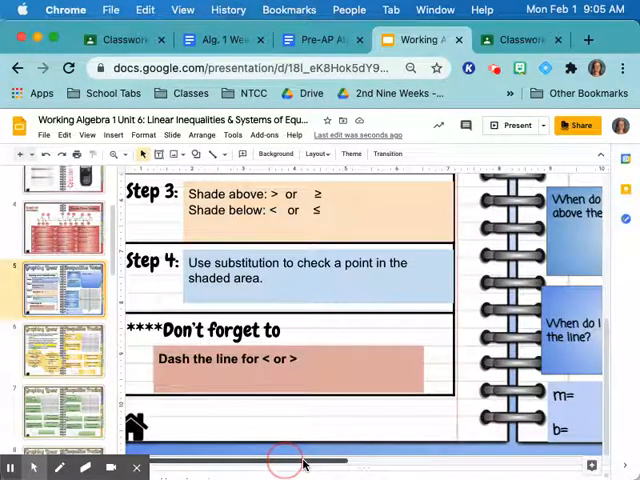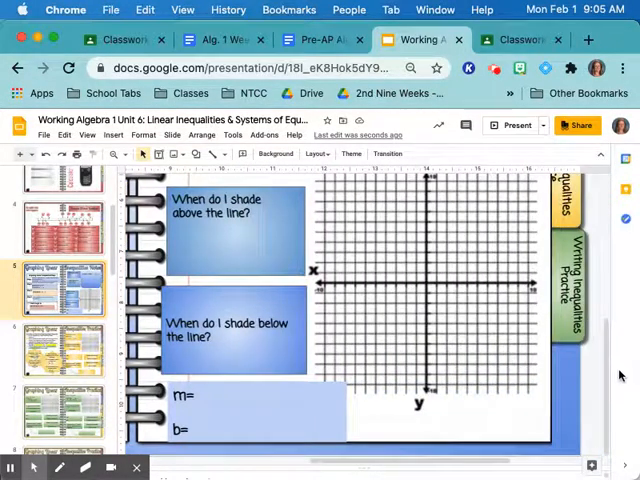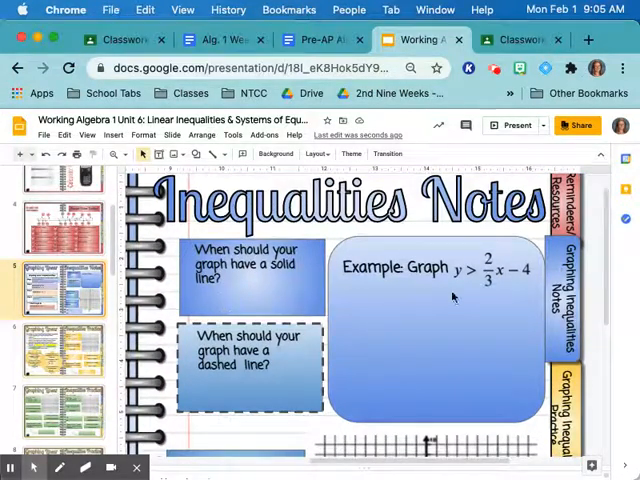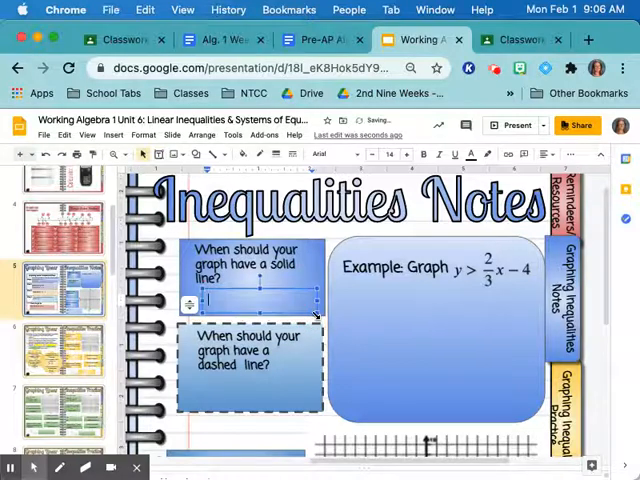Okay, let's move on over to an example. Let's look at our example. It's already solved for y: y is greater than 2 over 3x minus 4. When should your graph have a solid line? Let's answer that. The original line, when should it be solid? What is this one going to be? Dash. So when is it solid?